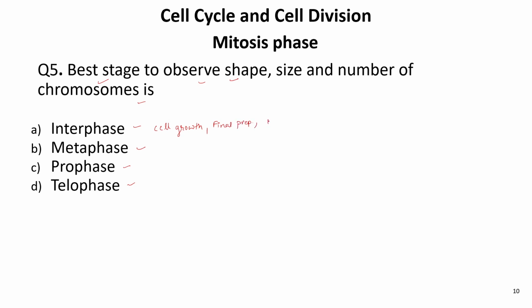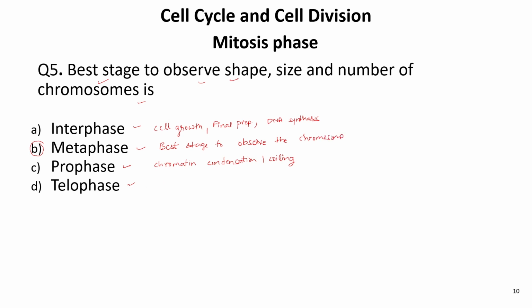And what else is happening? DNA synthesis is happening in the S phase. Then after interphase we have the prophase, where chromatin condensation is taking place. Due to this condensation, or you can say due to this coiling of the chromatin, chromosomes are clearly visible. But at the metaphase stage, chromosomes are clearly visible, they are distinctly visible, and it is the best stage to observe the chromosome.